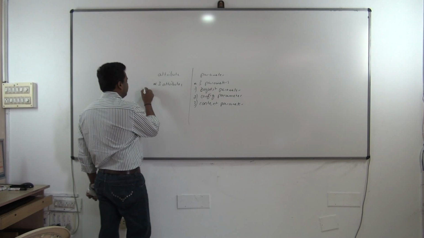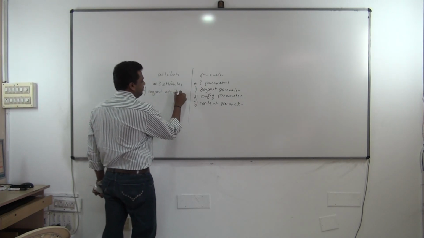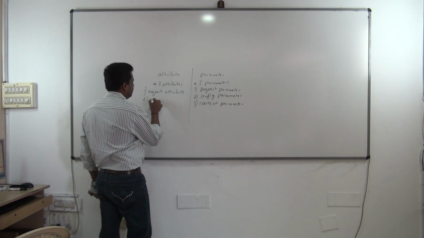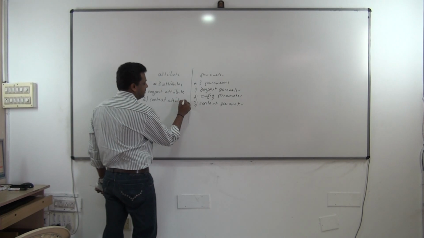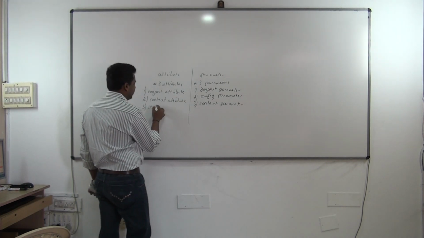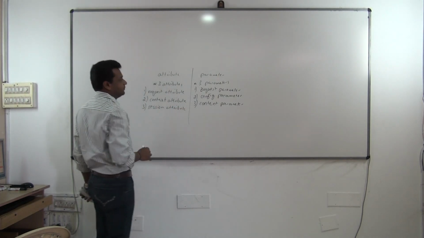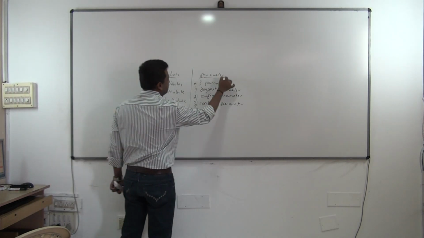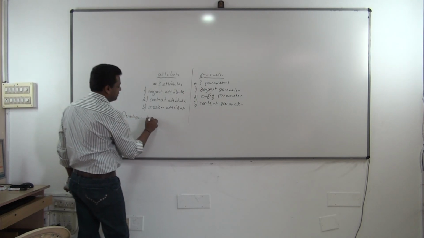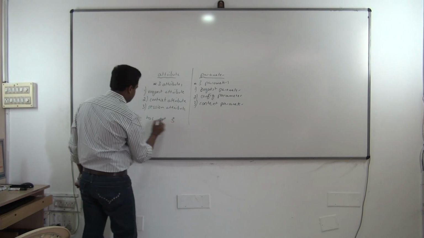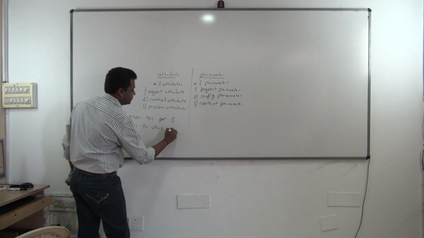Which are the three attributes? You got request attribute. We have not covered this yet, we'll be covering it. Second would be context attribute. I've shown you this with an example. And the third one would be session attribute. So the developer has got three scopes to store values.